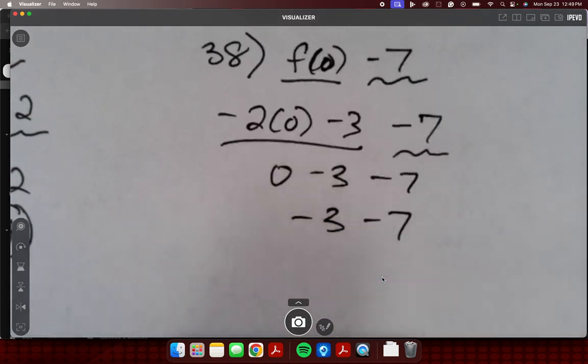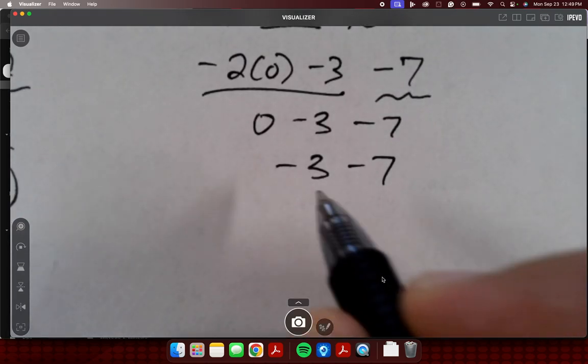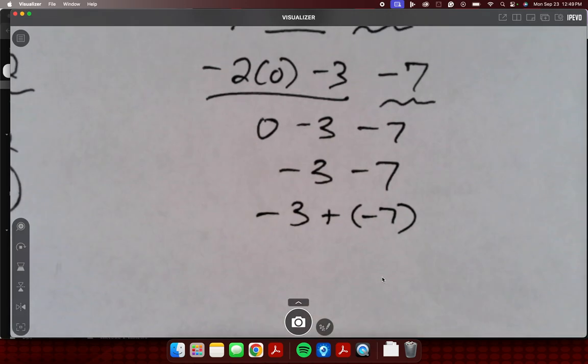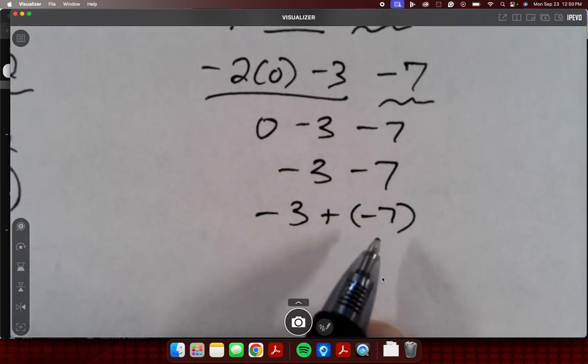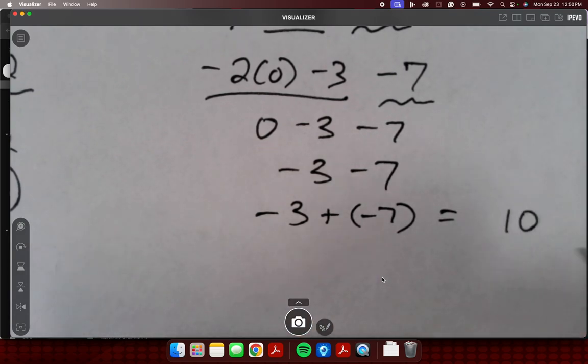And you might be able to do that in your head, and if so, that's great. But just to follow the rules fully, I'll do keep, change, change. And the addition rules say that when you're adding numbers with the same sign, just add them together, 3 plus 7, and keep the sign that they both have. So the answer would be negative 10.